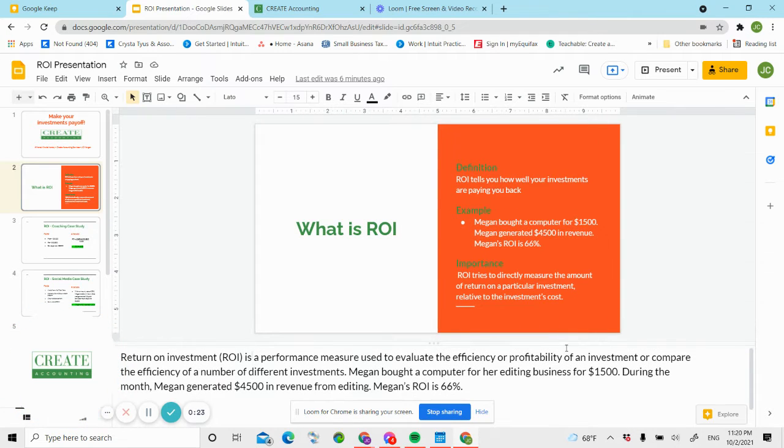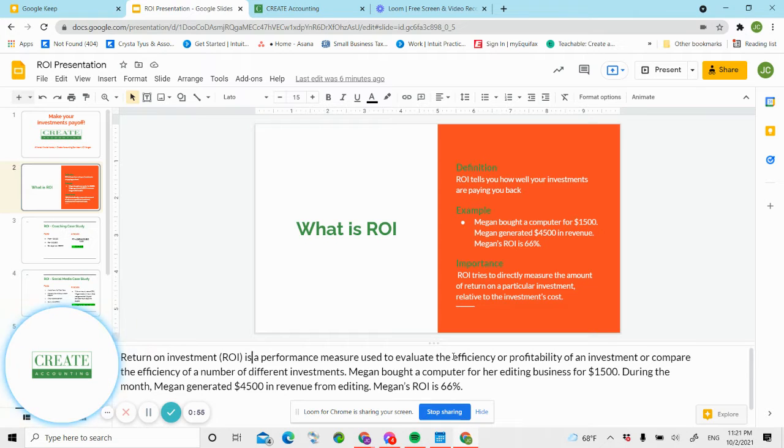So the definition of ROI is a performance measure used to evaluate the efficiency or profitability of an investment or compare the efficiency of a number of different investments. So, to give you an example, Megan bought a computer for editing her business for $1,500. Okay, so during the month, Megan generated $4,500 in revenue from editing. This means her ROI is 66%.